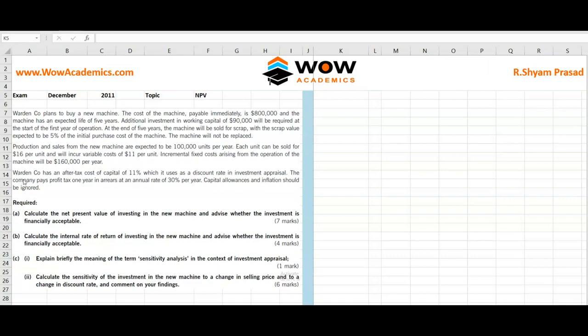Here Warden Co has an after-tax cost of 11%, which it uses as a discount rate in investment appraisal. So this is your discount factor. The company pays profit tax one year in arrears at an annual rate of 30% per year. Capital allowances and inflation should be ignored. So the tax is going to be paid one year in arrears at 30%, and there's no tax benefit from depreciation or inflation in this problem. So this is a very straightforward problem.